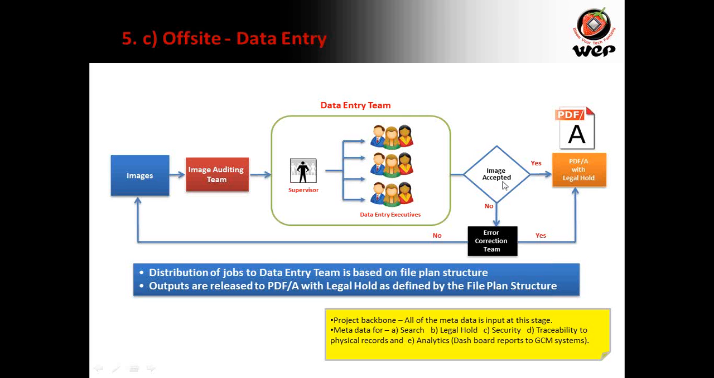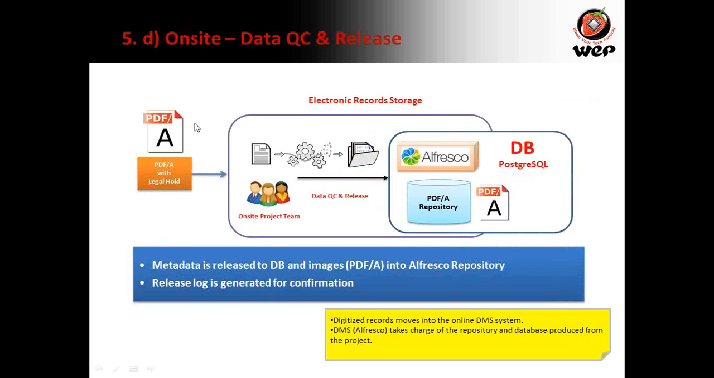Once the indexing is done, it is moved across as accepted images for PDF/A with legal hold. So PDF/A with legal hold is compiled. Now this is a finished file along with the database, but not good enough to be searched and stored. And that's where we bring in the technology platform Alfresco, into which the data and QC release is done, and that's an on-site process.